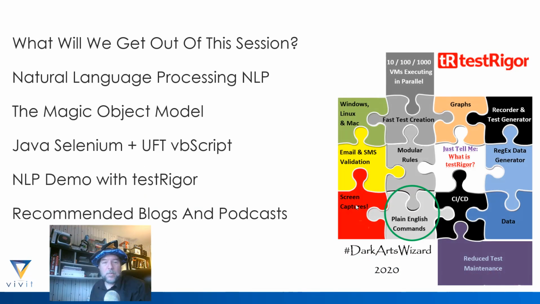Moving on. What are we going to get out of this session? Well, I'm going to talk a little bit about natural language processing, that's NLP, and the magic object model. I'm going to show you some code that's written in Java, Selenium. If you like VBScript, I'm going to show you some stuff that's in UFT. I'm not going to get too deep into it. And then, of course, we need to have a demo. So we're going to have an NLP demo, and we're going to use Test Rigger to show how easy and fast it is to do natural language processing with a good test automation tool. So our major piece of this puzzle is going to be working on plain English commands.